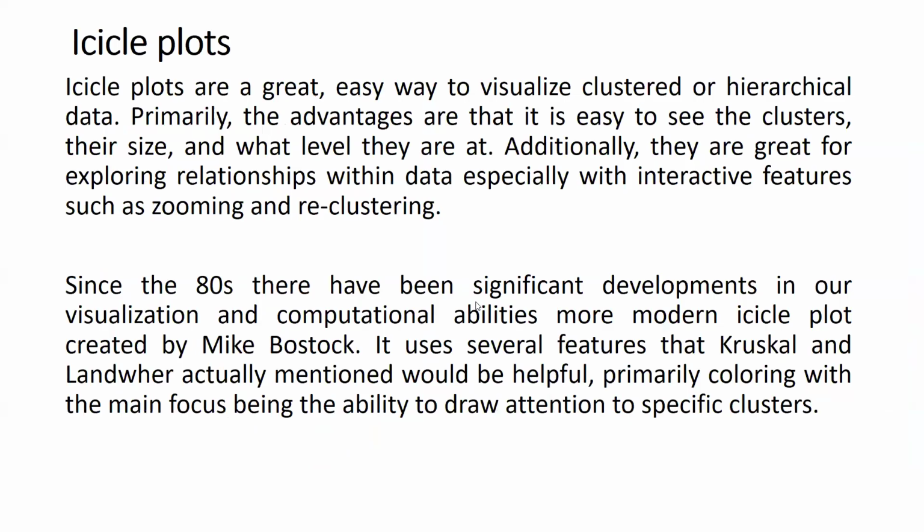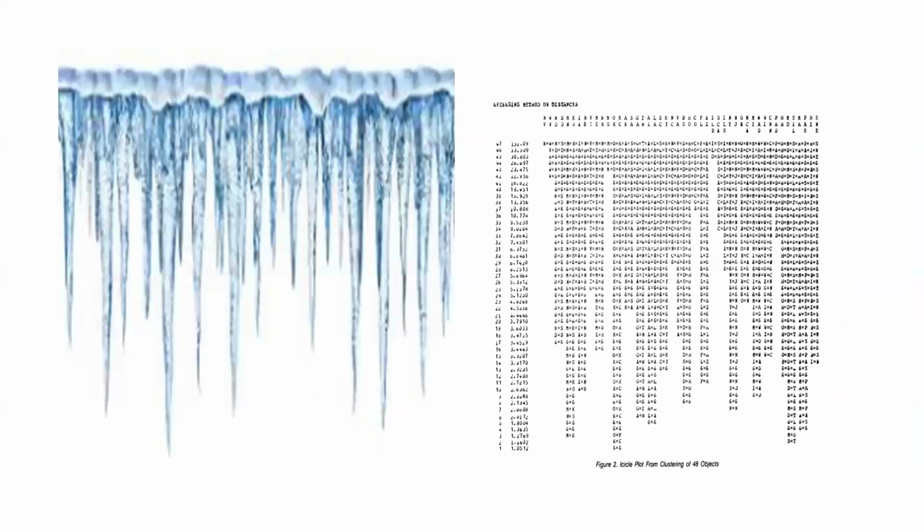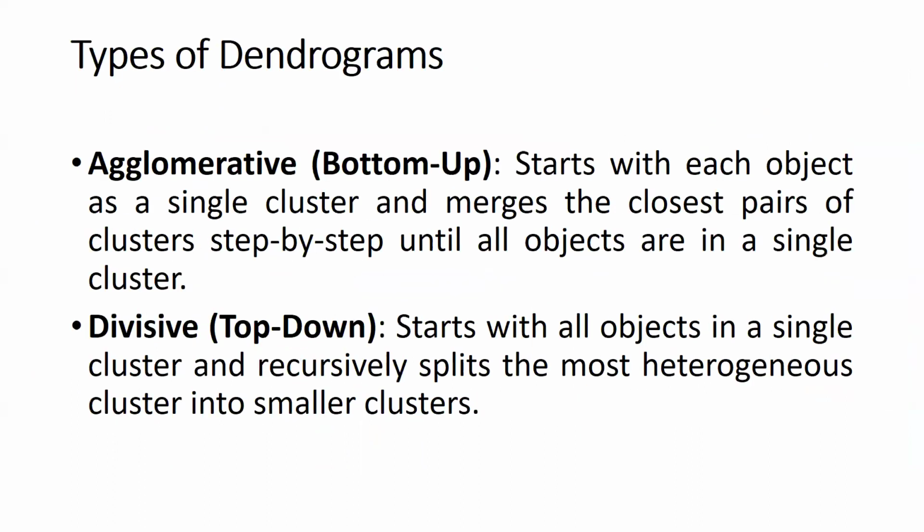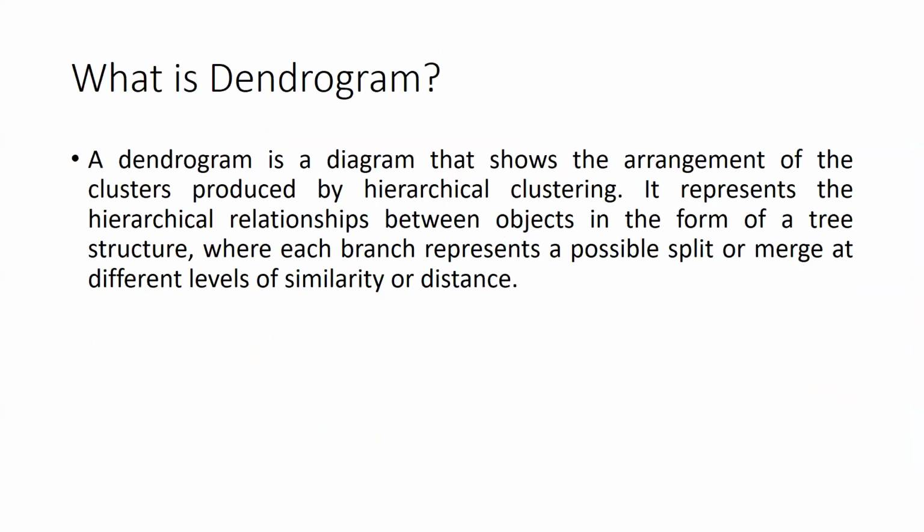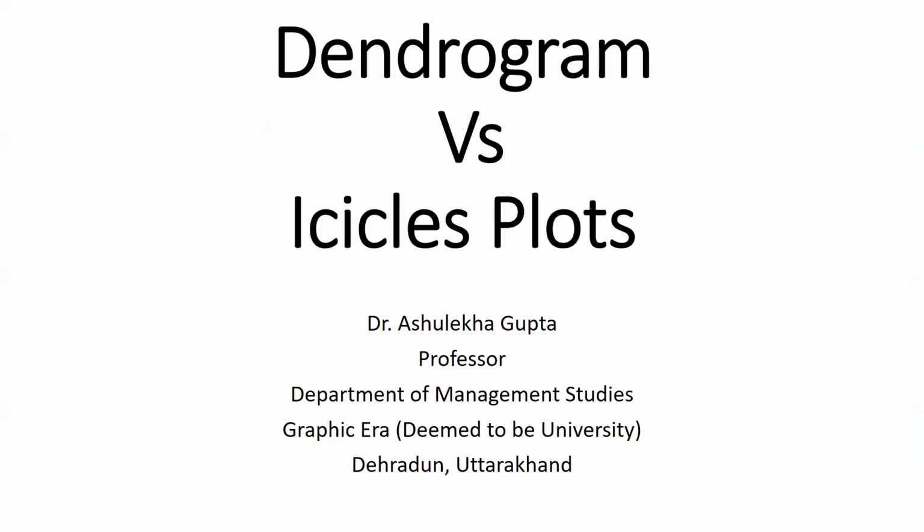So I hope you understand the distinction between dendrograms and icicle plots. Both are actually doing hierarchical clustering, but the visualization is different. So I hope you understand dendrogram versus icicle plots.